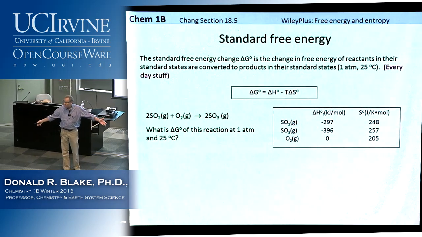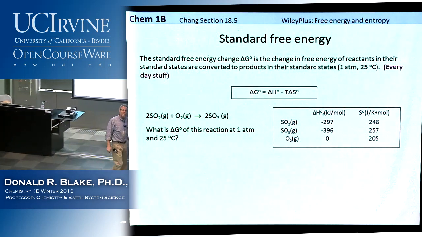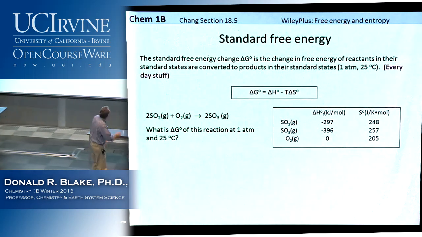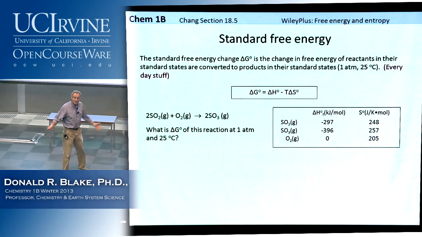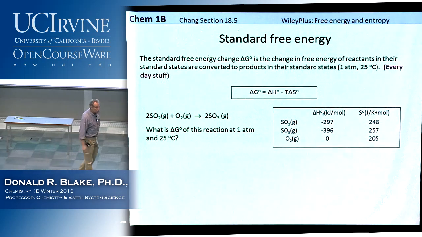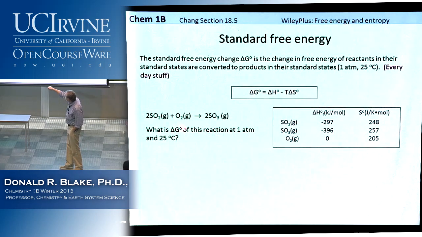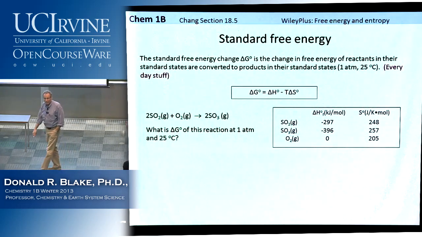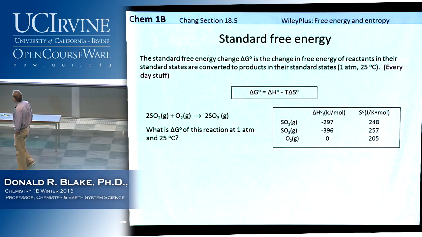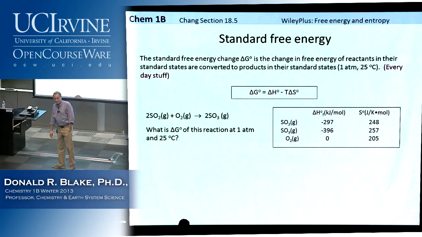This is the world we live in. If we lived in a world where the average temperature was 10 degrees, then all these things would be recalculated for 10 degrees. But 25 degrees is about average, and that's the world we live in. So I want you to calculate what is delta G using these. Products minus reactants.